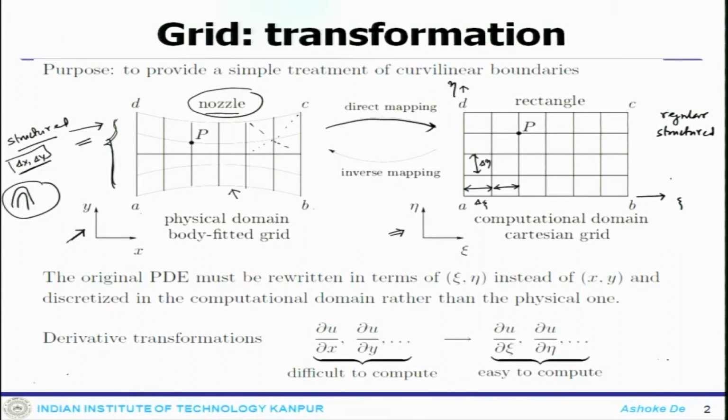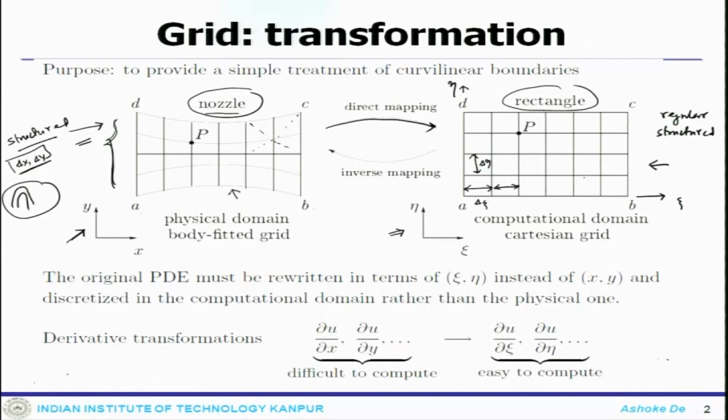Physically, you are going to solve your problem in this particular domain. That means now, if you look at this mapped system, you have nice rectangular cells that are uniformly spaced by delta xi and delta eta, and the whole system of equations is solved.